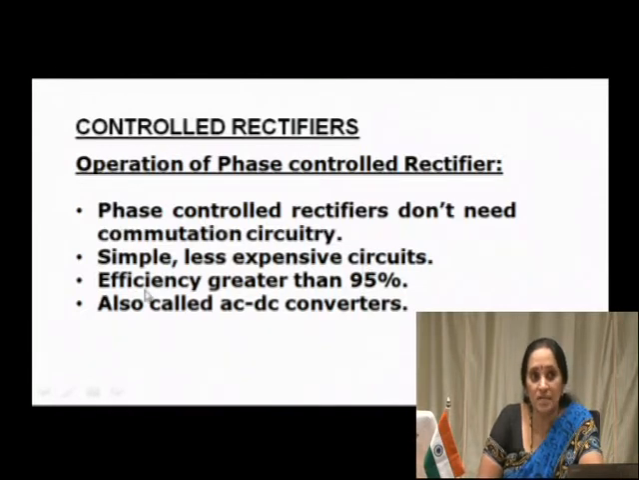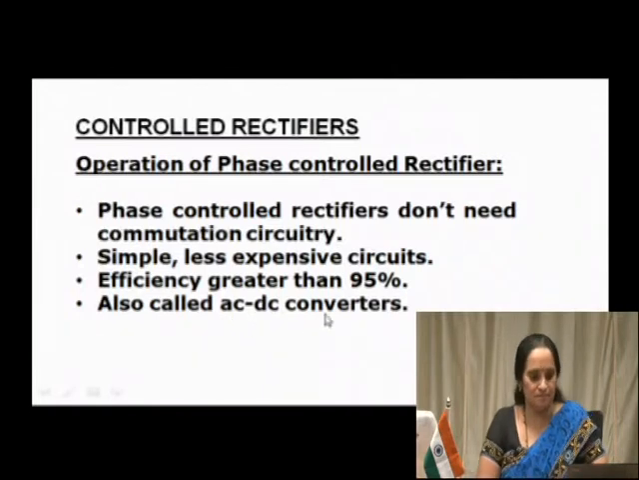And one more thing is the efficiency of this phase control rectifier is more than 95%, losses are less. So, nearly 95% of the input I am giving, I am going to get at the output. So, that is why its efficiency is greater than 95%, and these are also called AC to DC converters.